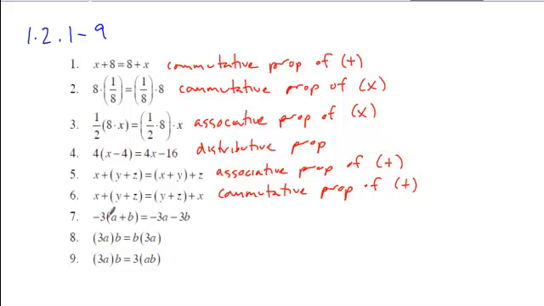In 7, here you see this -3 is being distributed through and multiplied by the binomial a plus b. That's distributive property.